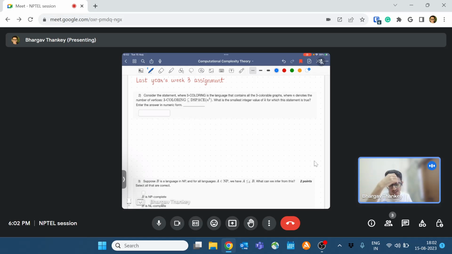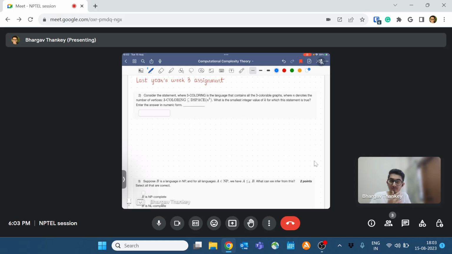The first question is: consider the statement where three coloring is the language that contains all the three colorable graphs, where n denotes the number of vertices. Three coloring is in DSPACE(n^k), and what is the smallest integer k for which this statement is true? It's a numeric question. So, what's the smallest value of k?